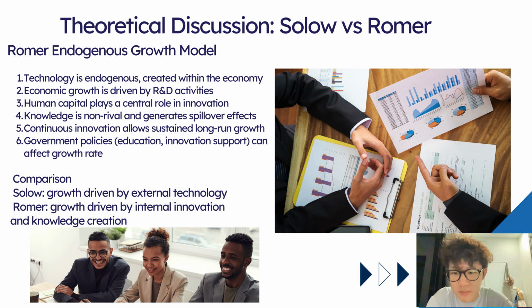In this part, I will explain the theory behind long-run economic growth, focusing mainly on the Romer endogenous growth model. Traditionally, economic growth is explained by the Solow model. In the Solow model, technology is exogenous, meaning it comes from outside the economy. Capital accumulation can increase output in the short run, but due to diminishing returns, long-run growth depends on technological progress. As a result, government policies mainly affect income levels rather than long-term growth.